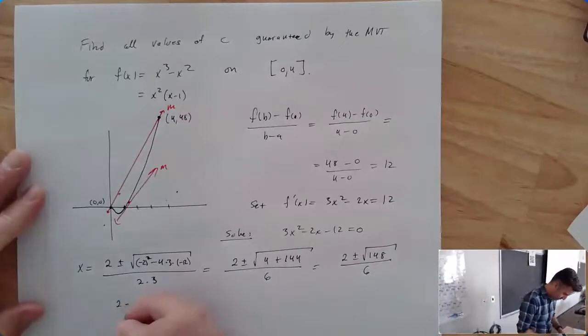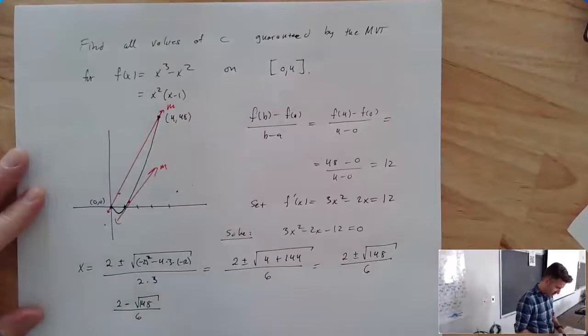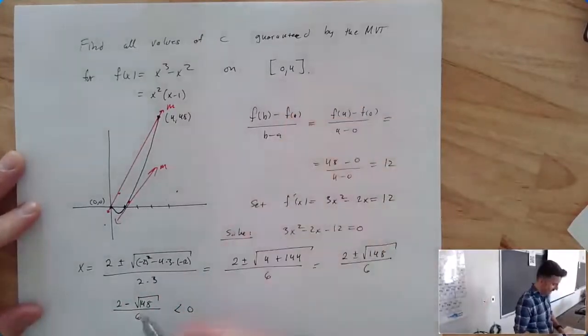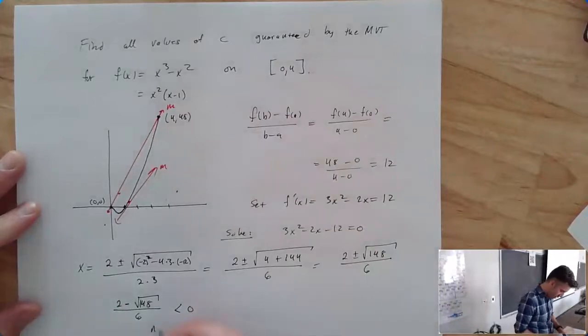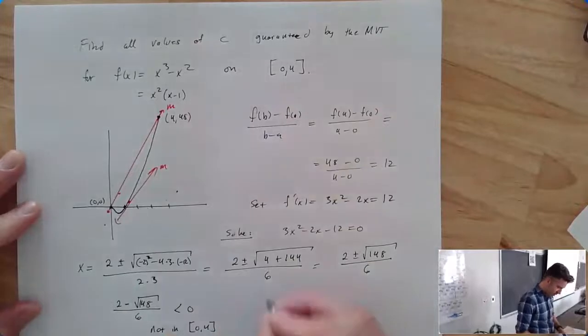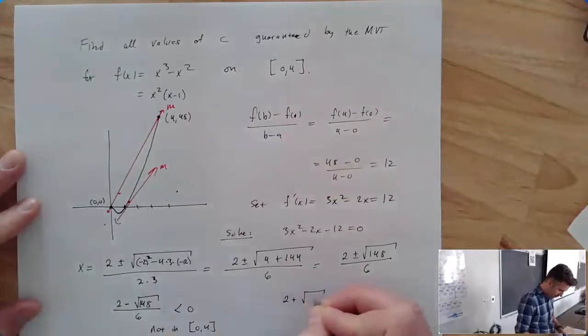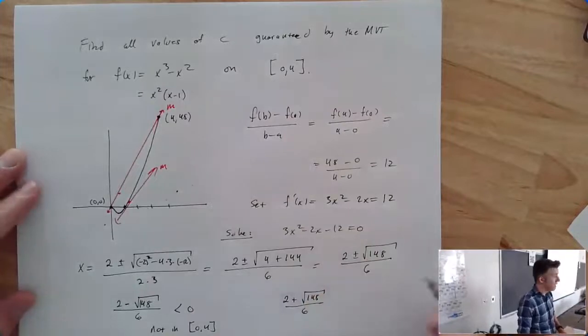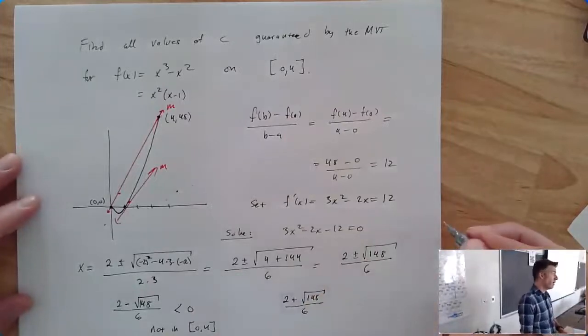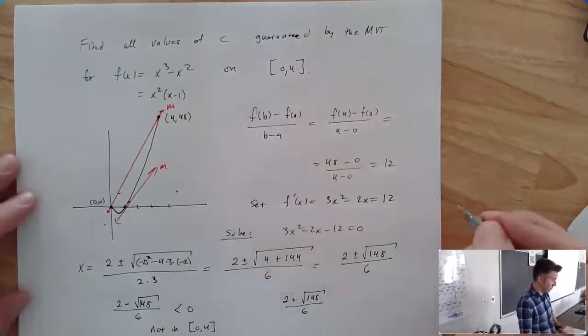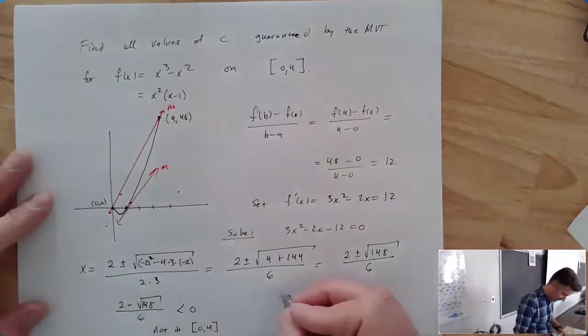And 2 minus the square root of 144, or 2 minus 12, is for sure a negative number. So 2 minus the square root of 148 over 6 is definitely negative. And our interval is from 0 to 4, so that's not in the interval. So not in the interval. But the other one, 2 plus the square root of 148 over 6, must be. I'm not going to check, because I don't have to. Because the mean value theorem tells me I get at least one number. And since that one isn't it, this one has to be it.